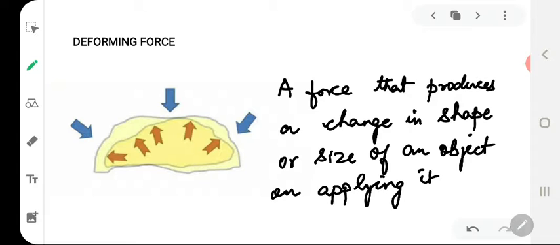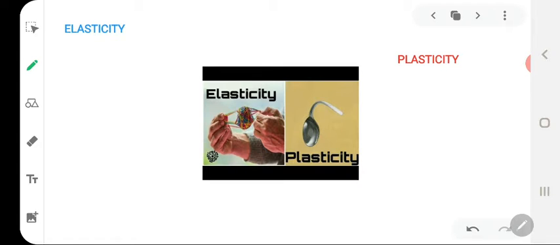Now, whenever a deforming force is applied on any object, there are two possibilities. Either the object will get permanently deformed. This means it will be completely unable to regain its original configuration. Or, in the second case, the object will regain its original configuration after the removal of the deforming force. So, accordingly, we can think of two different properties. And as you can see right now on your screen, the two different properties are elasticity and plasticity.